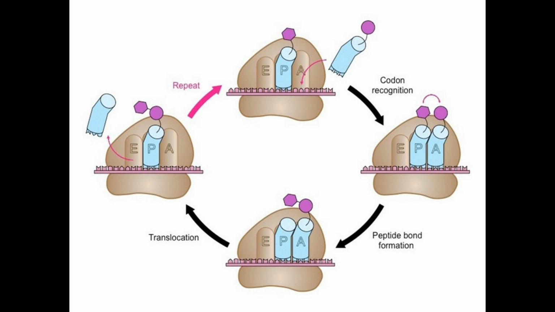So, the A site is for every new incoming amino acid tRNA. The P site is for the tRNA which has come just before this new amino acid tRNA, or the P site tRNA. The tRNA which is on the P site will be having the polypeptide chain which has grown so far, and E is the exit site.